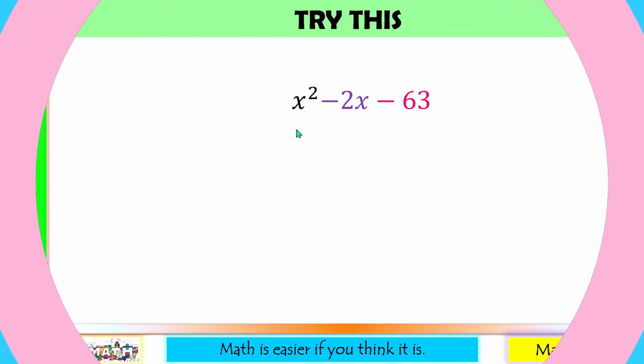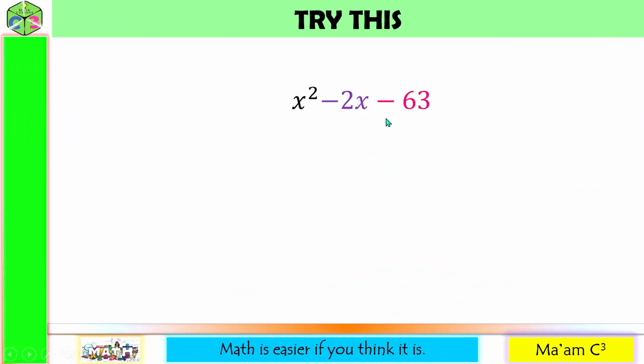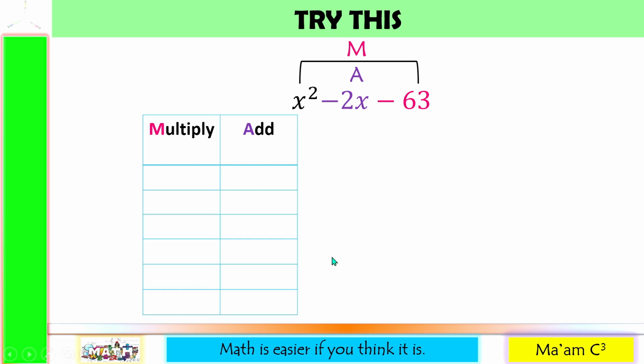Try this. x squared minus 2x minus 63. Again with the MA technique. I'll create my table. Under M, I'm going to write negative 63. And under A, I'm going to write negative 2. This time, our third term is negative. So to have a negative product, you have to multiply two numbers that are of different signs.